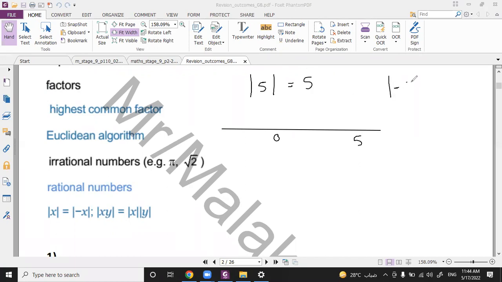And what is the meaning of absolute value of -5? Absolute value of -5 equals 5. When I ask you about the distance from 0 to -5, I'm asking about the positive units. There are no negative distances. So absolute value of -5 equals 5.